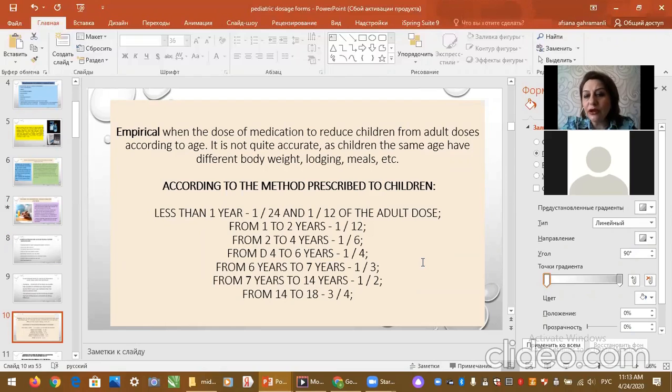From 1 to 2 years, 1/12 of the adult dose. From 2 to 4 years, 1/6 of the adult dose. From 4 to 6 years, 1/4 of the adult dose. From 6 to 7 years, 1/3. From 7 to 14 years, 1/2, half of the adult dose, and from 14 to 18, 3/4 of the adult dose.